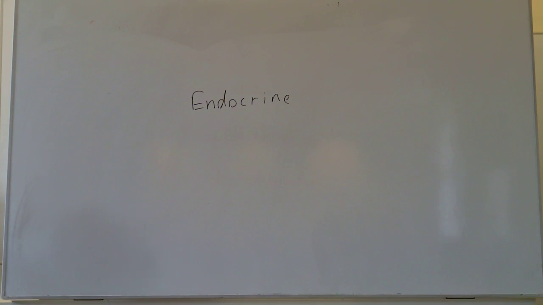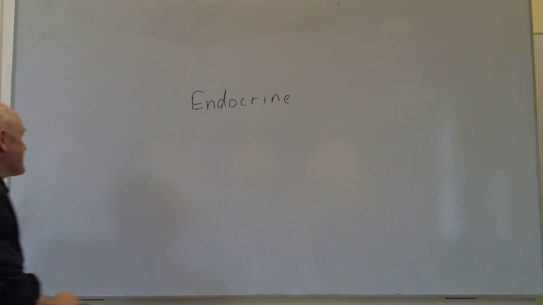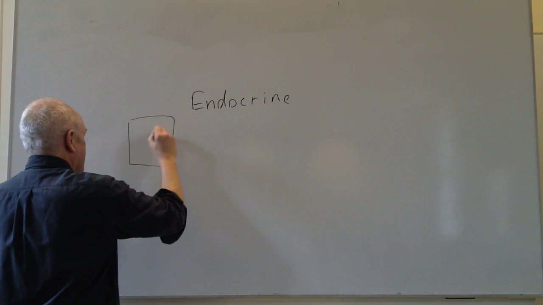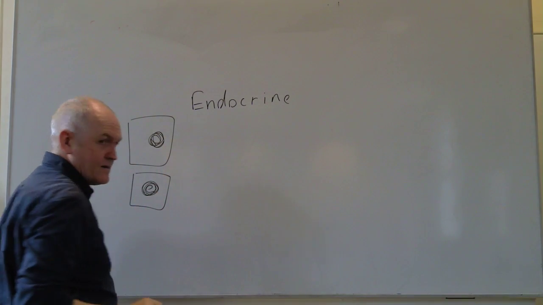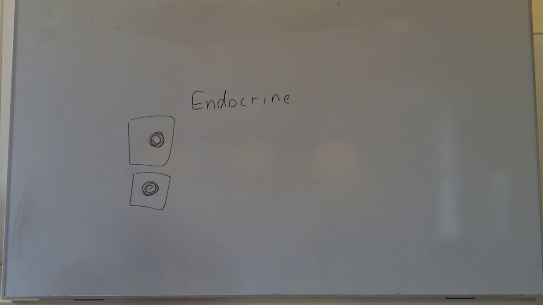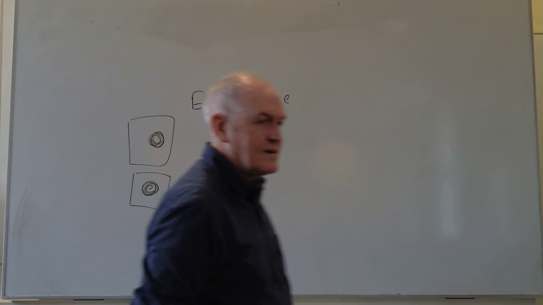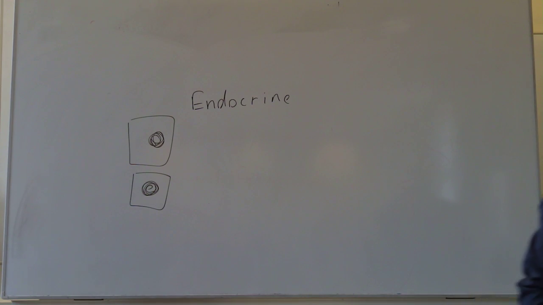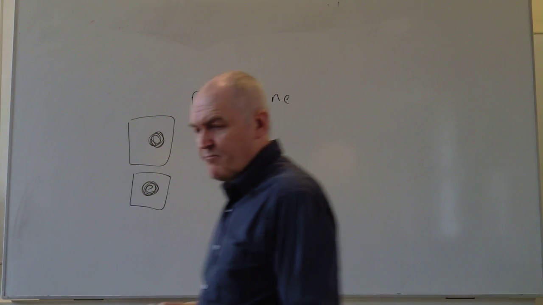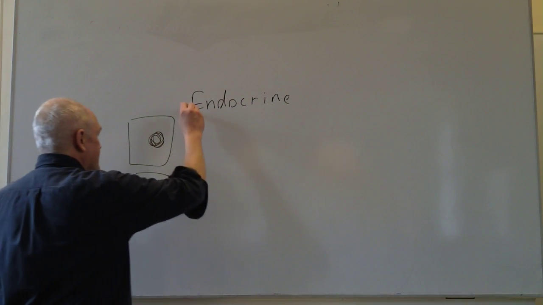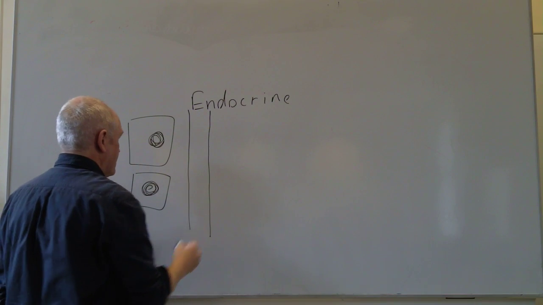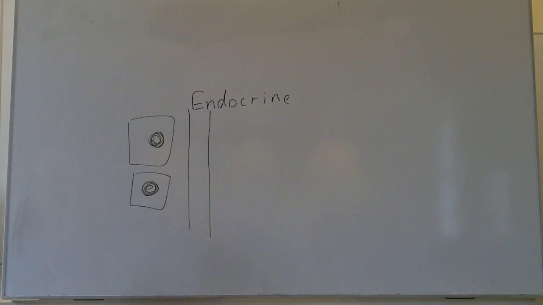So in an endocrine gland there's going to be cells with nuclei, as you would expect. So they would be endocrine cells. And endocrine glands are well perfused with blood. They have an abundant vasculature running through them. So here we see one of the capillaries running through the endocrine gland.